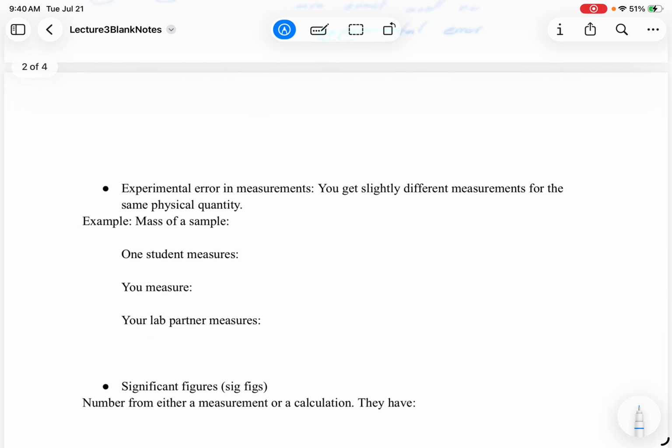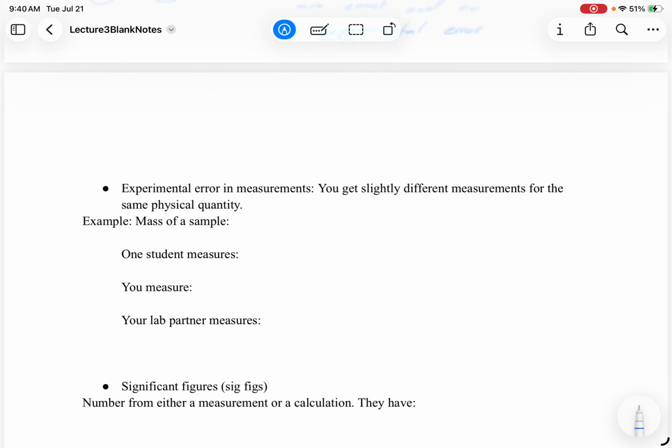This is exactly what we were talking about, the experimental error. Experimental error in measurements. You get slightly different measurements for the same physical quantity, right? Basically what we just spoke about. I don't think I want to skip this. Let's go over it again because I do not want to leave these notes blank.